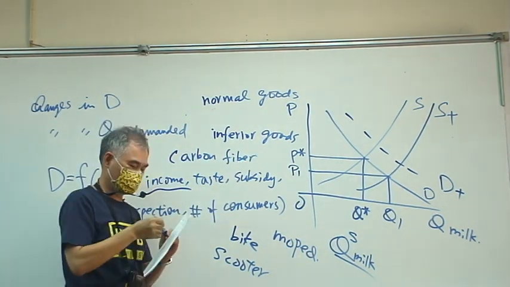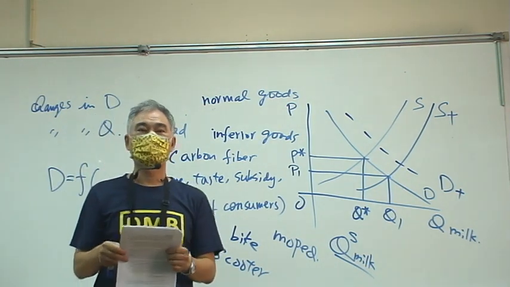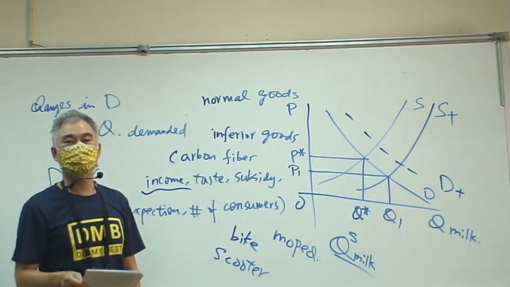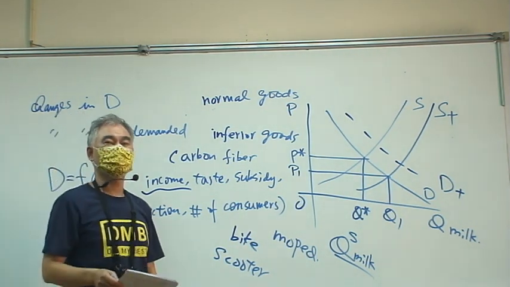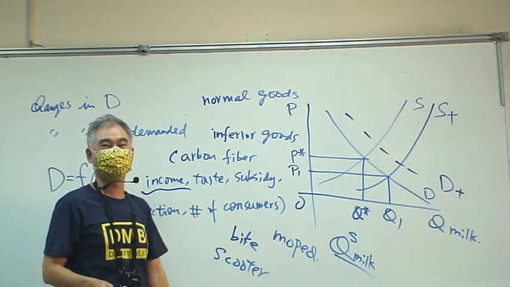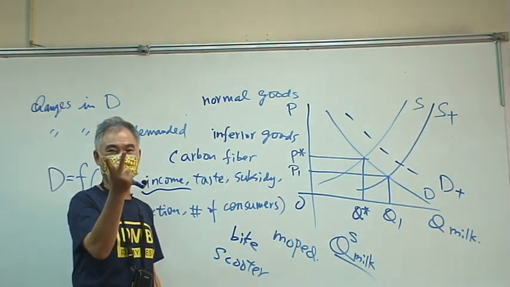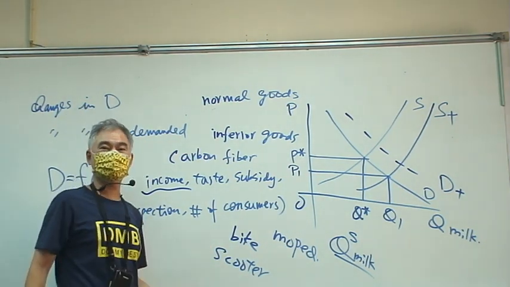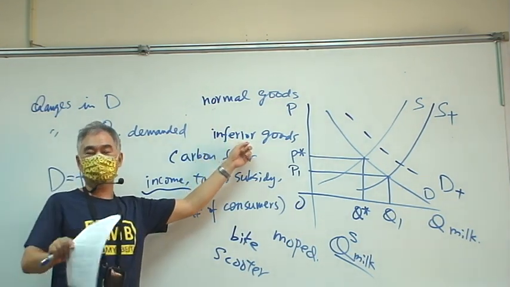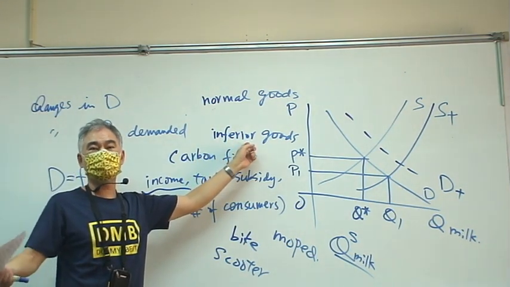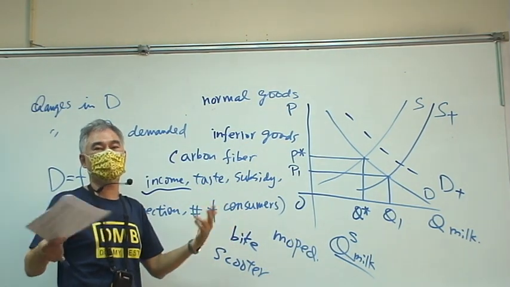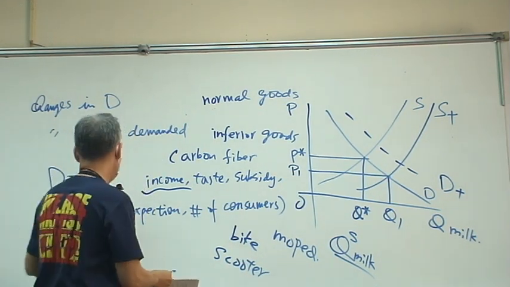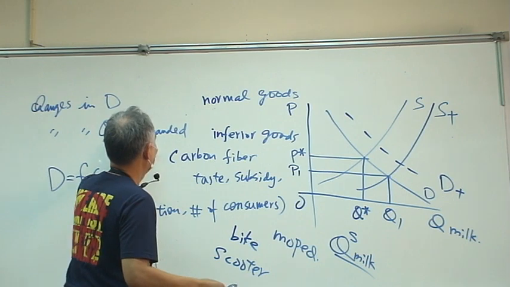What is carbon fiber? Huang Xiuhui, what is carbon fiber? Excuse me? Exactly. Is it good or bad? Excellent. Very light. You can hold it with two fingers. Very light, but very expensive. Is it good? Yes, it's good. So inferior goods does not refer to quality. Quality can be very good, but just because of income, you change your behavior. Okay, we've finished income, and then taste.